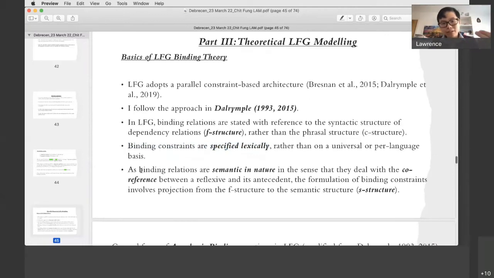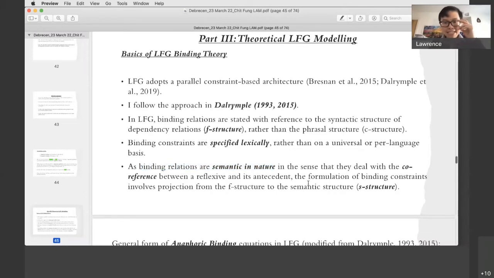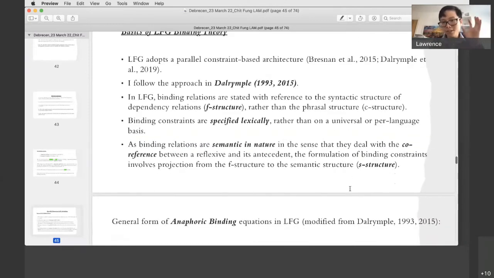At the same time, in LFG, binding relations are semantic in nature. So what do I mean by semantic here? I'm talking about co-reference. Usually LFG would consider a co-referential relationship as a type of semantic relationship. Even though I'm aware that in some minimalist proposals, this kind of co-referential relationship can also be captured by feature checking, which is more syntactic than semantic itself. And so the binding constraints will always involve some kind of projection from the F structure to the semantic structure. I'll just give a brief illustration later.